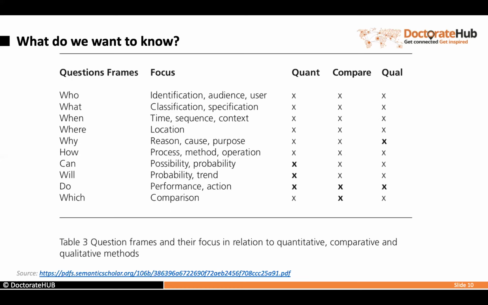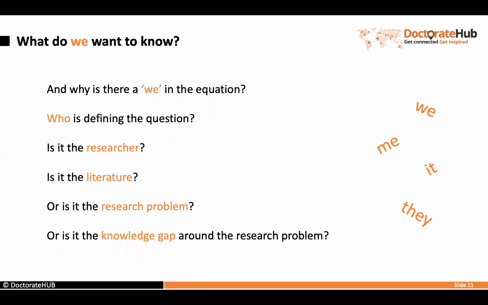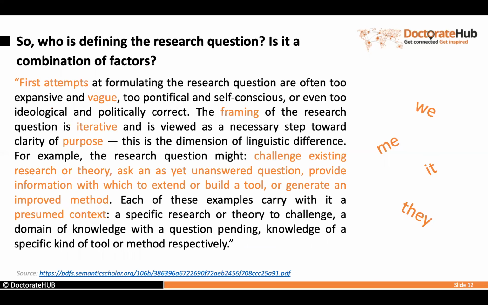So what do we want to know? And why is there a we anyway in the equation? Who is it who is defining the question? Is it the researcher? Is it the literature? Or is it perhaps a research problem? Or is it the knowledge gap around the research problem? Now, depending on any of those, the questions might look very different.